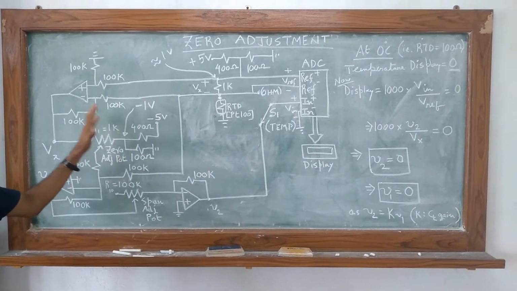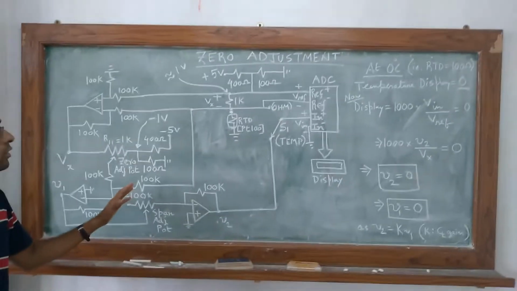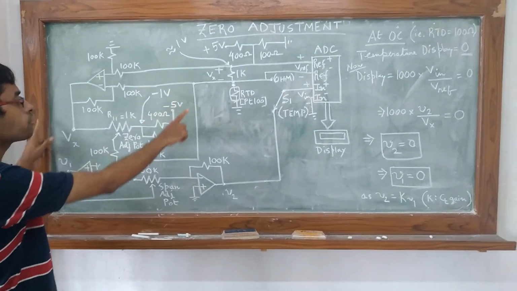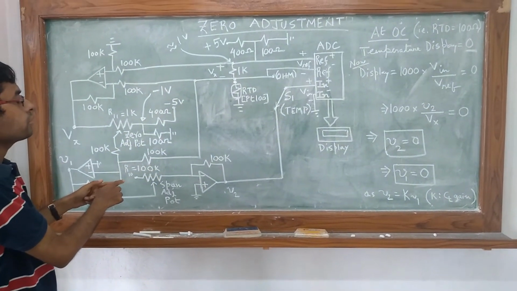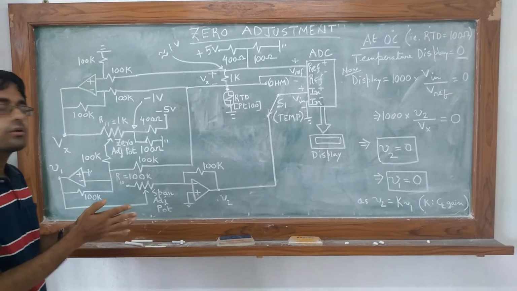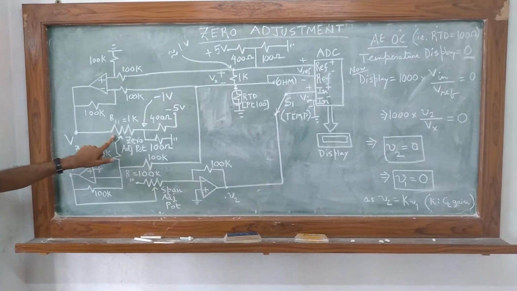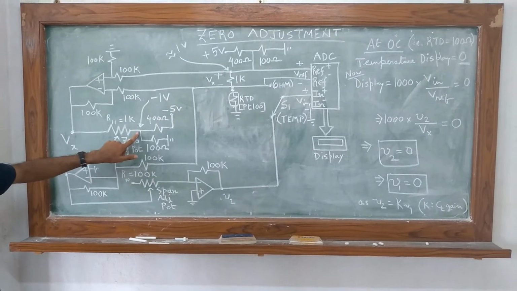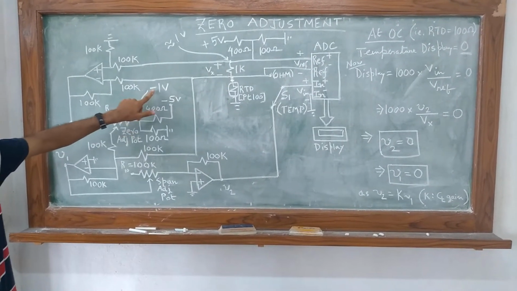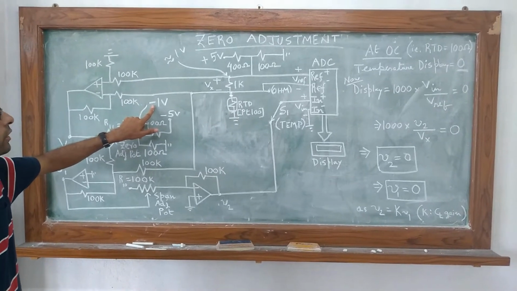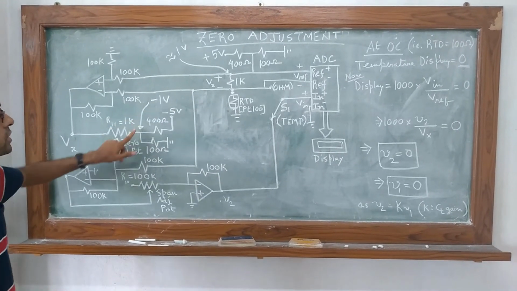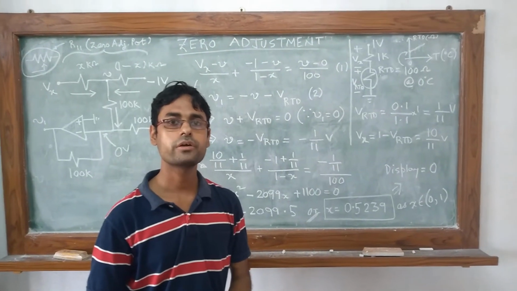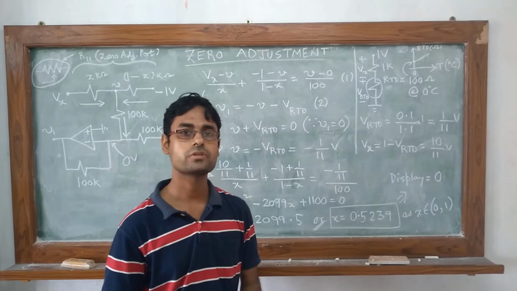So in the next part of our video, we will clean up this entire circuit and concentrate only on this portion, and we will go forward with the knowledge that one end of this potentiometer is at Vx volts and the other end of this potentiometer is at approximately -1 volt, arriving out of this voltage divider circuit. So let's continue with the analysis of the zero adjustment circuit.